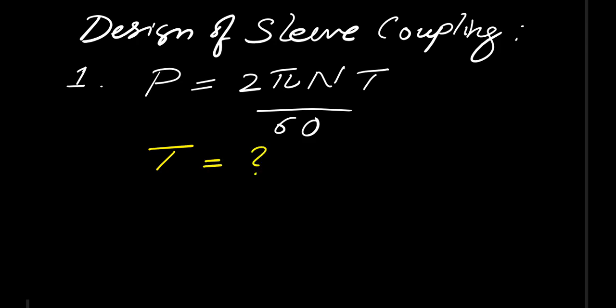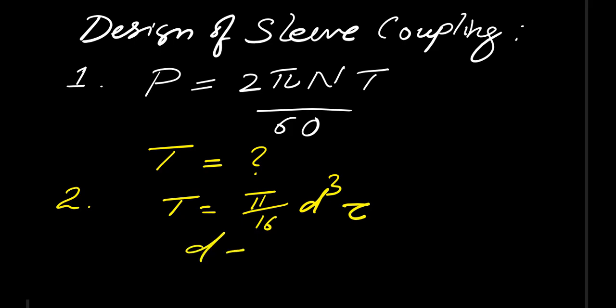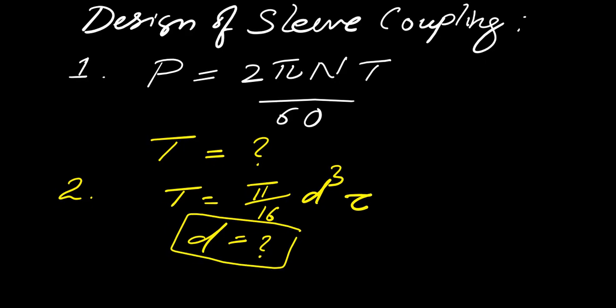Then the second procedure is to calculate the diameter of the shaft. So T is equal to pi by 16 d cube and the shear stress. Using this formula you can calculate the diameter of the shaft. This is the second step.